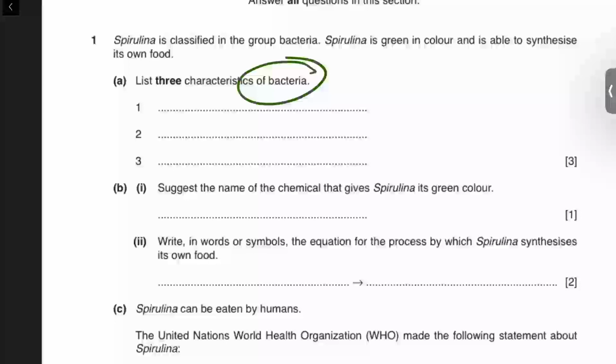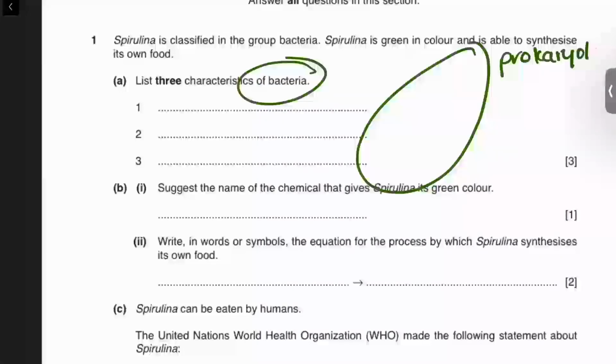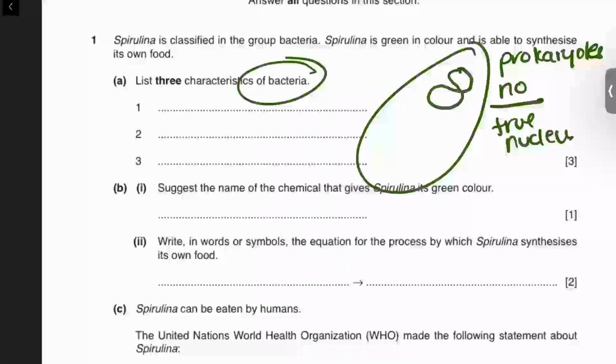So, bacteria are known as prokaryotes, right? Pro means no. No what? No true nucleus. What does this mean? If you look at the cytoplasm of a bacterial cell, they have one chromosome, and it is basically a circular loop, and it is not enclosed within a nuclear membrane, right?